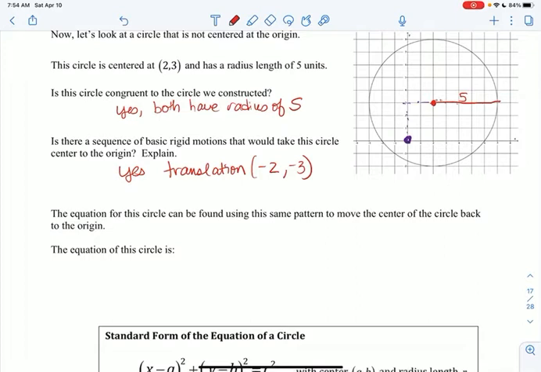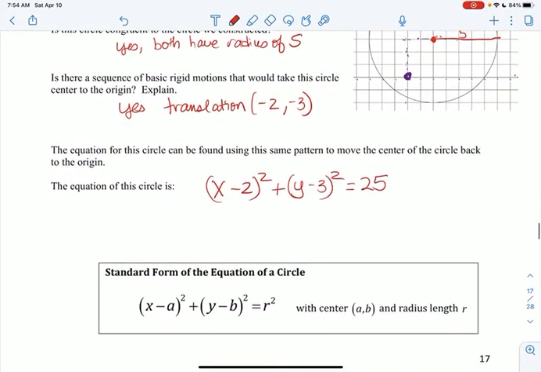So here's how the equation looks. The same pattern that I had up before, but the equation of this circle is (x minus 2) squared plus (y minus 3) squared equals, and again, my radius is 5, so 5 squared is 25. So it's similar to the one they had before, but I have to put that translation. The shift that I'm doing left-right, that number goes next to the x, and the shift that I do up-down, that number has to go next to the y.